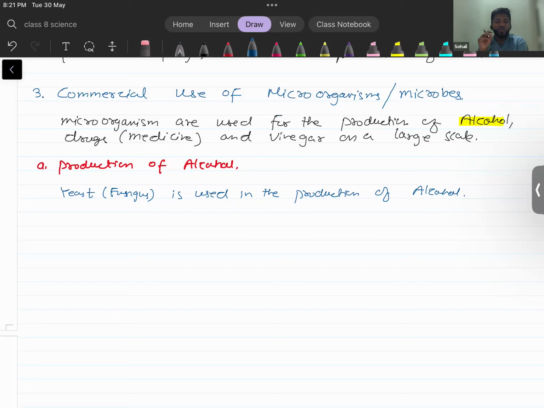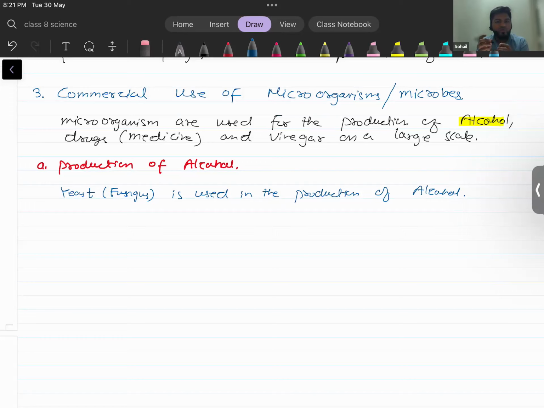Now you see, yeast is capable of converting sugar into alcohol and carbon dioxide. You see, yeast is capable of doing what? Converting sugar into alcohol and carbon dioxide. And where does the sugar come from?